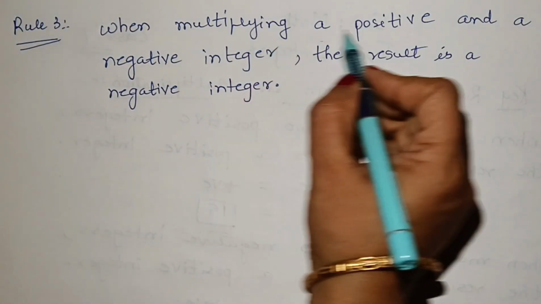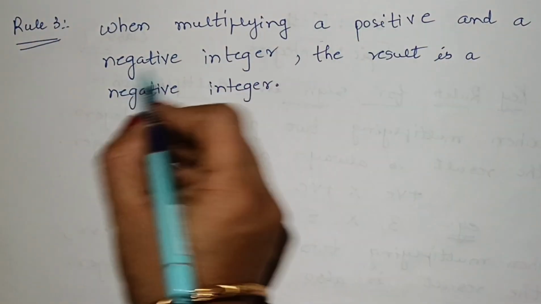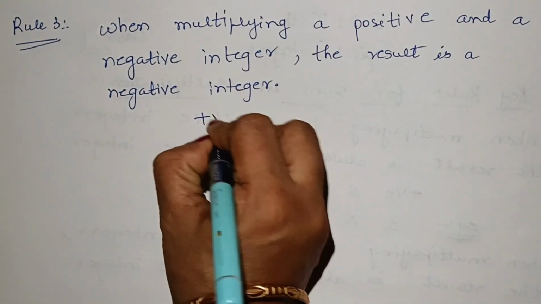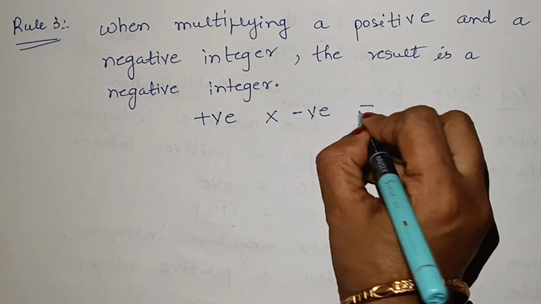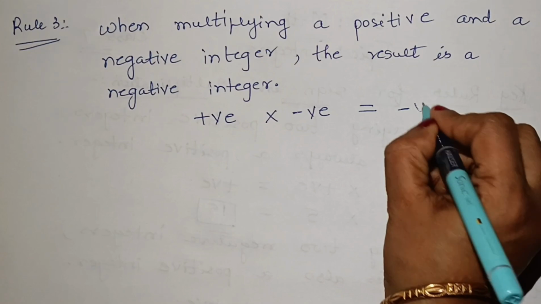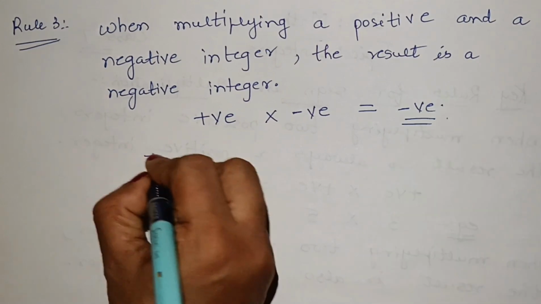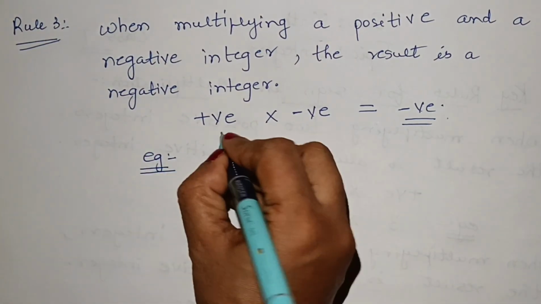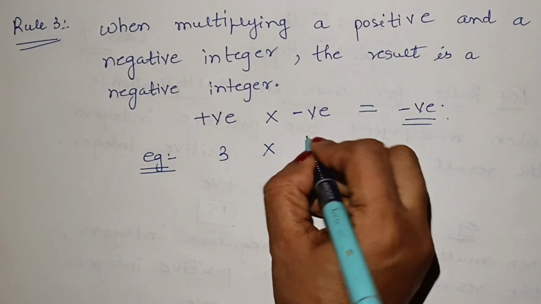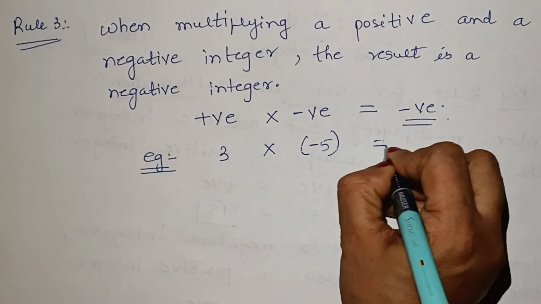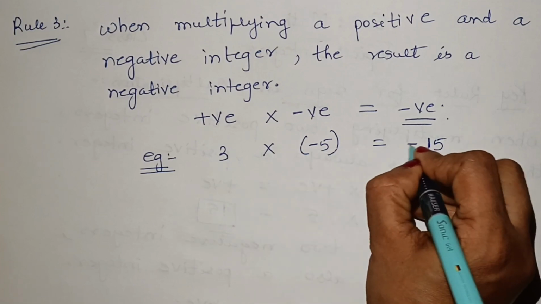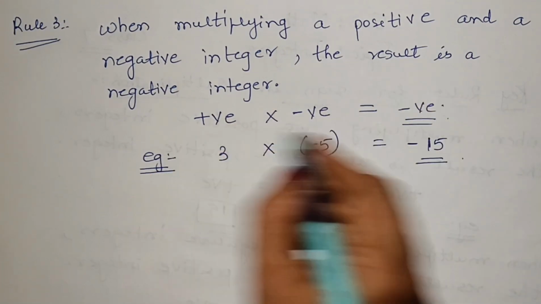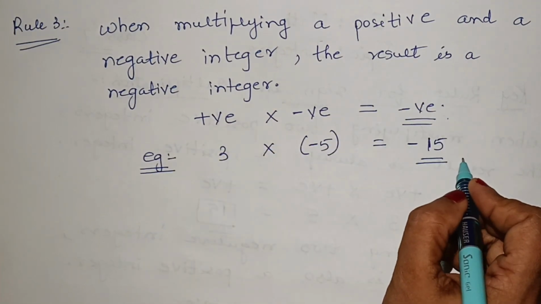When multiplying a positive and a negative integer, the result is a negative integer. Now let's see one example. A positive integer is multiplied with a negative integer. 3 5s are 15. Plus into minus minus. So the result is a negative integer.